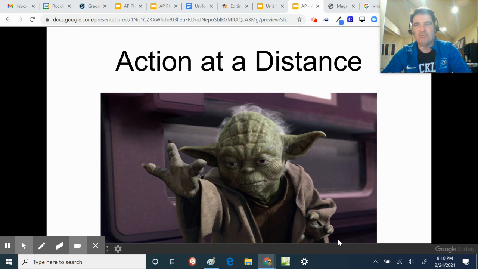Howdy. So today we're talking about action at a distance. And action at a distance really does happen. You might think that it's only the stuff of Star Wars and it's fictitious, but action at a distance actually happens every day, right?